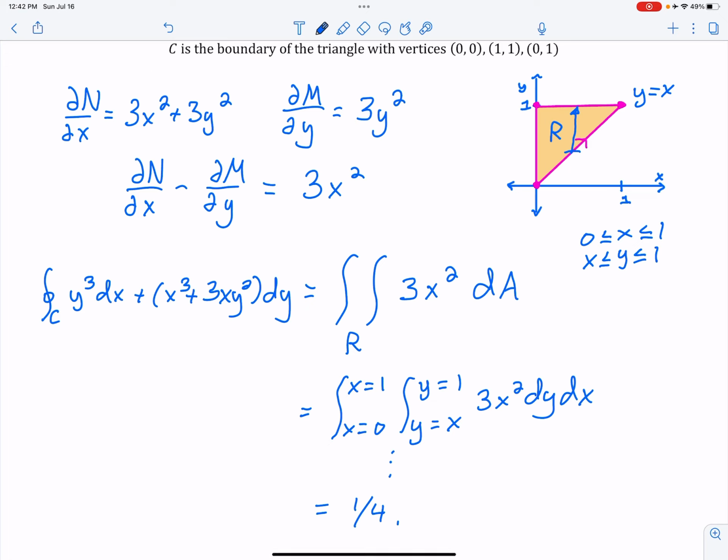Again, Green's theorem really makes things easy. But you have to check off those things we did at the beginning. Simple, enclosed, connected, simply connected.